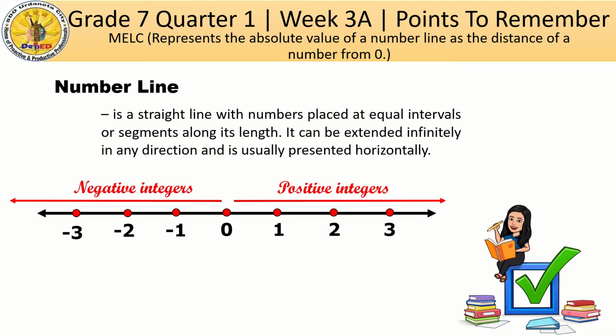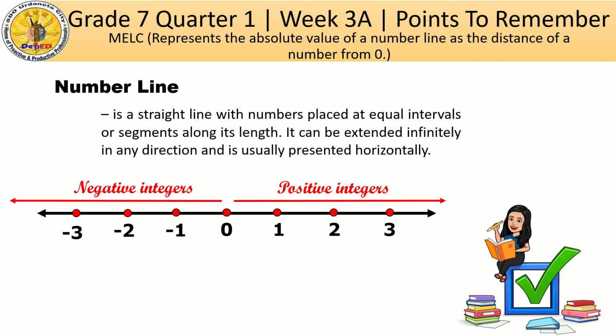A number line is a straight line with numbers placed at equal intervals or segments along its length. It can be extended infinitely in any direction and is usually represented horizontally. So we have there the illustration. That is what a number line looks like.